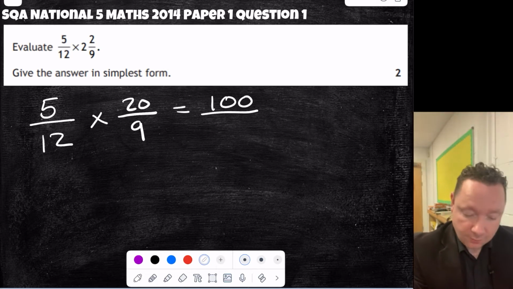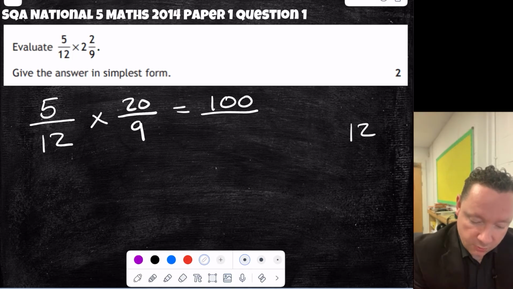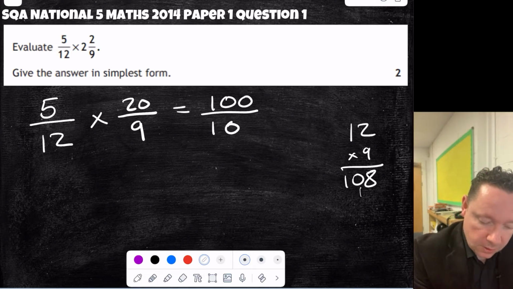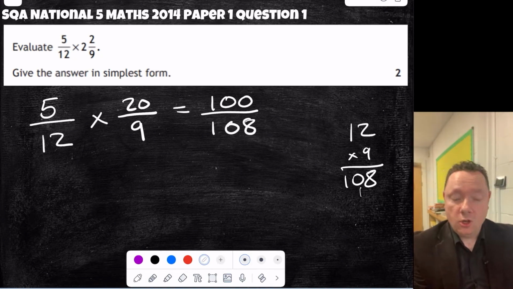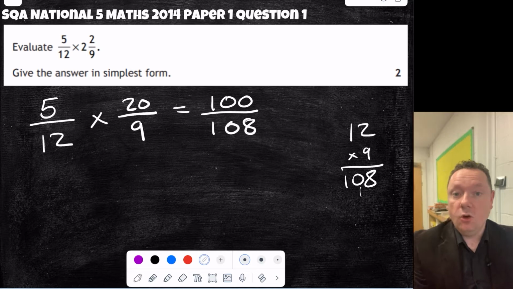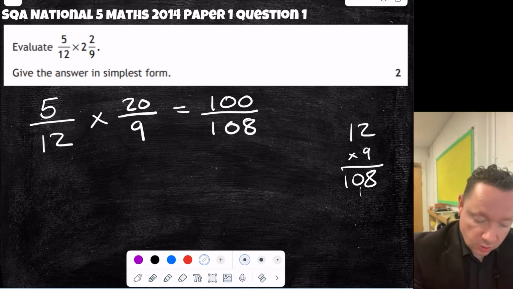Now, if you don't know what 9 times 12 is, at the side, 12 times 9. 9 times 2 is 18, carry 1. 9 ones are 9, plus 1 is 10, so you get 108. So far, so good, but you have to simplify all answers. I can see they're both even, so I can divide by 2, or you can find a bigger number if you can. I'm just going to divide by 2.